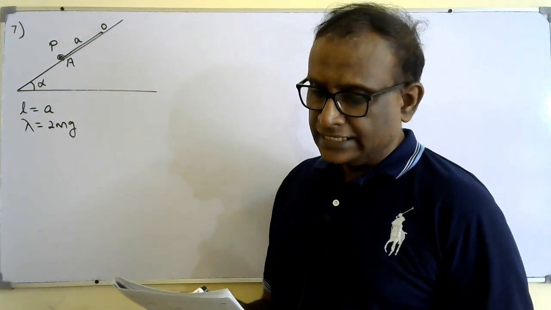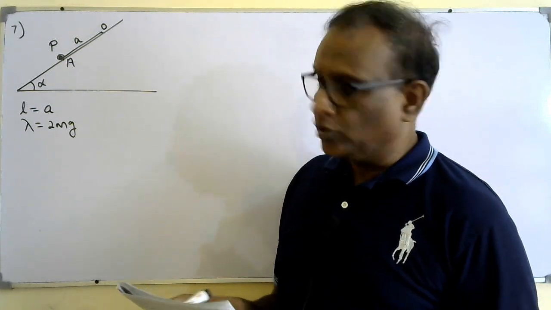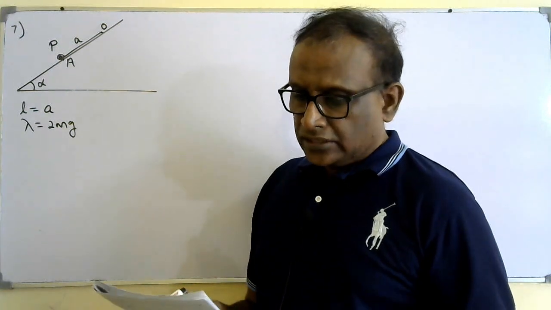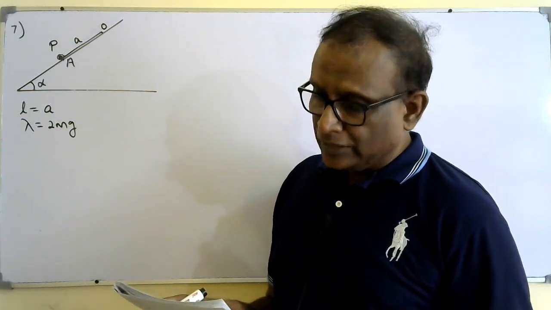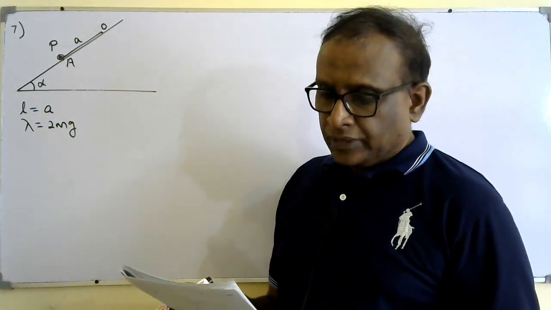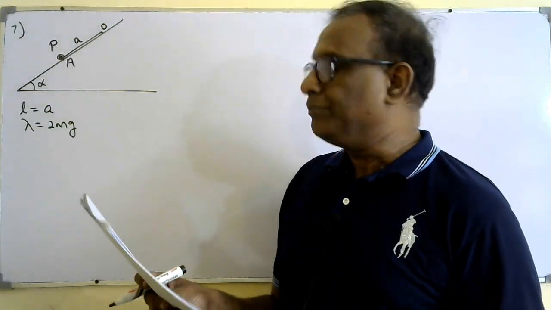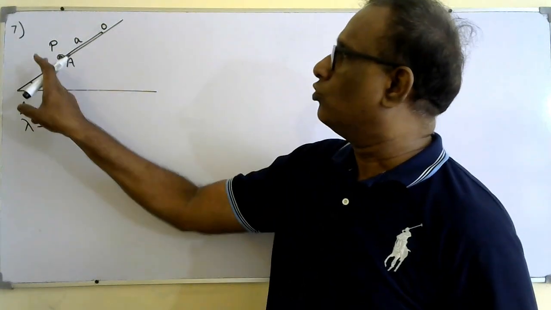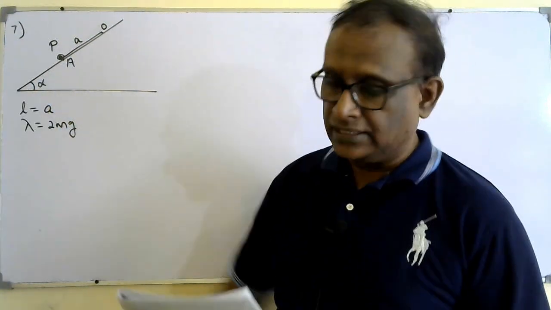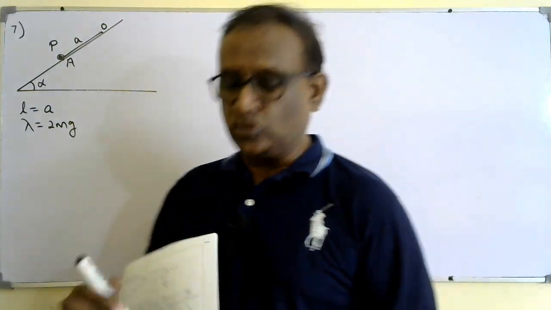The particle P is released from A and slides down the plane, coming to rest at the point B. So somewhere here the particle comes to rest. The coefficient of friction between P and the plane is mu, which is less than tan alpha. Air resistance is negligible. Part a: show that AB, the distance it moved from the point where it was released to the point where it comes to rest at B, equals a into sin alpha minus mu cos alpha.